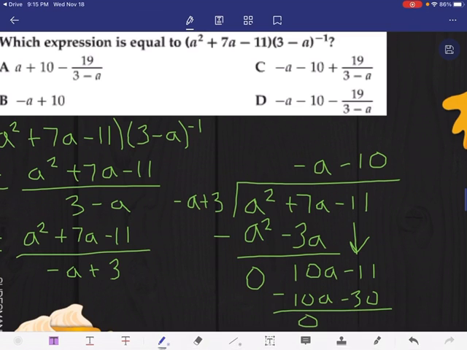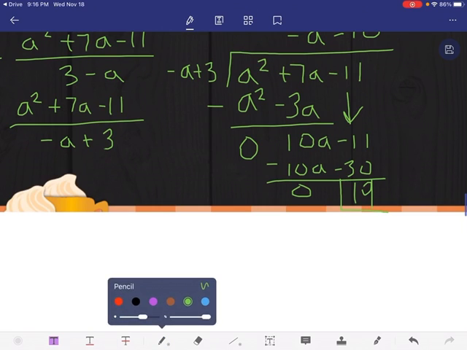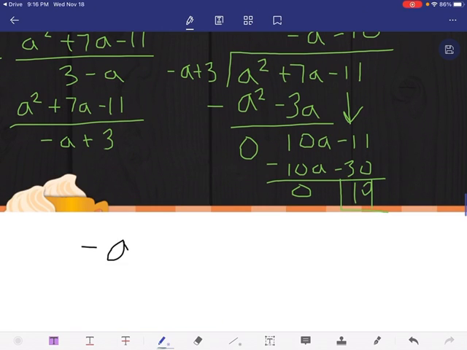And then we're going to subtract as we go down. So because the 30 is negative, it's going to end up being addition. So it would be negative 11 minus a negative 30. So it would be negative 11 plus 30, which gives us 19. So positive 19 is going to be our remainder. So notice that we could rewrite this as negative a minus 10 with a remainder of 19.